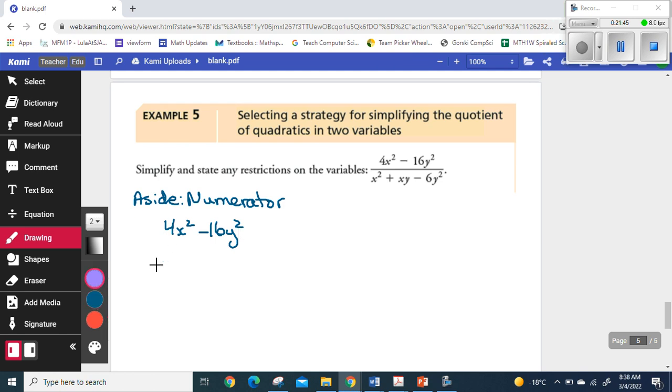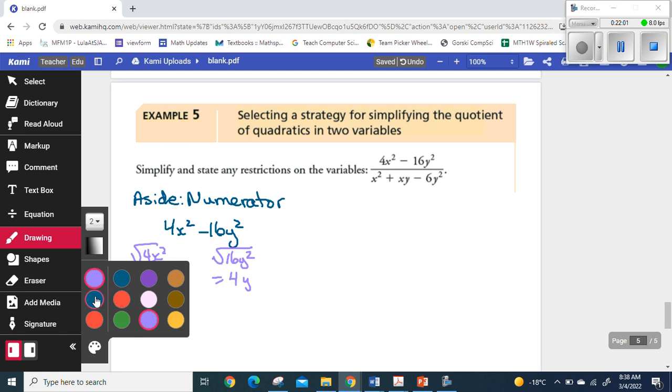Well, if I take the square root of 4x squared, the square root of 4 is 2 and the square root of x squared is x. If I take the square root of 16y squared, the square root of 16 is 4 and the square root of y squared is y. Oh, I have a difference of squares. Yes. Good. So the whole thing is equal to, open a bracket, right?